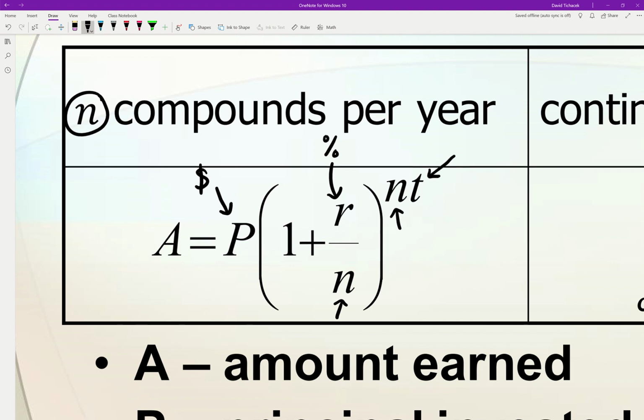And then t is the number of years that we give our original principal amount to grow. Okay, so t specifically is in years. This formula was derived so that t would be in years. So we just need to kind of keep that in mind, right?